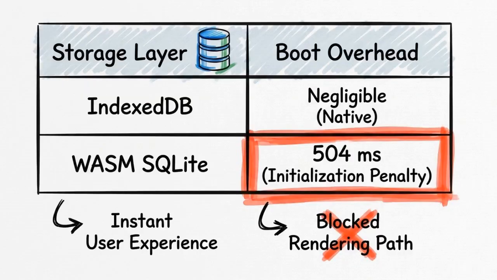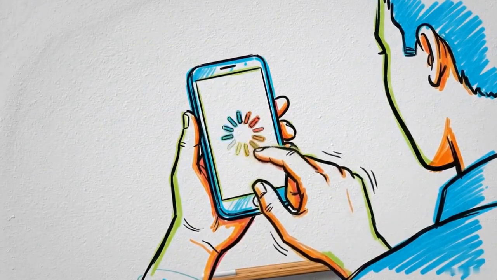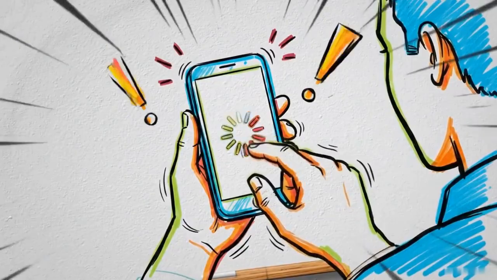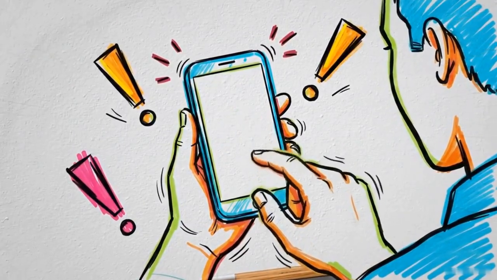Looking at this data table comparing browser storage layers, you can see the boot overhead metrics for different solutions. WASM compiled SQLite takes a 504 millisecond initialization penalty to process tables on startup, while IndexedDB loads natively with negligible overhead. That 500 millisecond delay disqualifies SQLite for this specific use case. It blocks the critical rendering path, preventing immediate user interaction upon app launch.